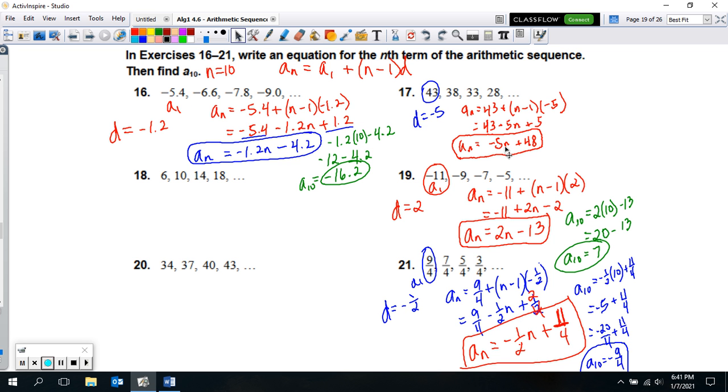Plug in 10, so you're going to see negative 5 times 10 plus 48, that's going to be negative 50 plus 48. Since they're different signs, we got to take 48 away from 50, it's going to give us a negative 2 for our 10th term. They are going down, so as they keep going down there, eventually you're going to get to a small number of negative 2.